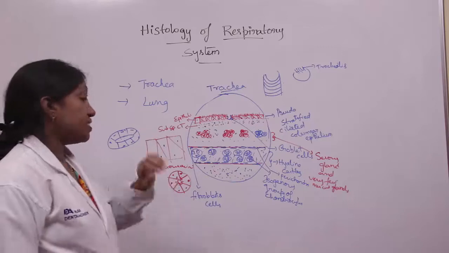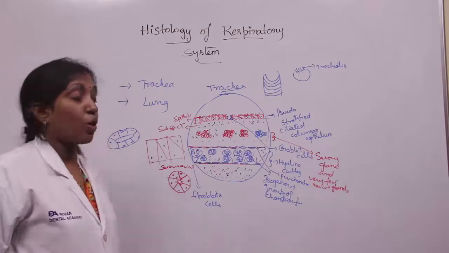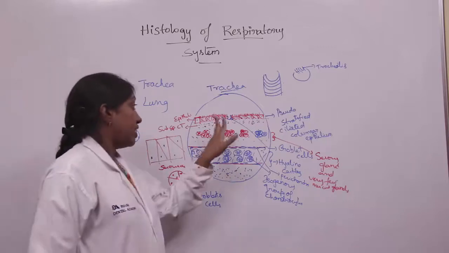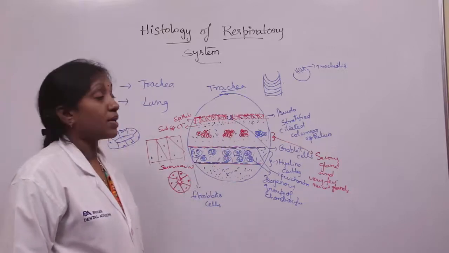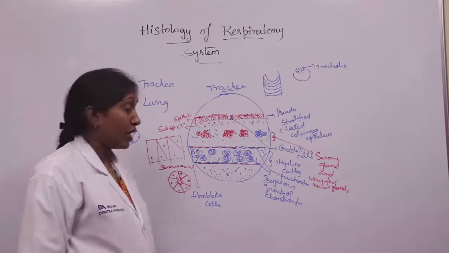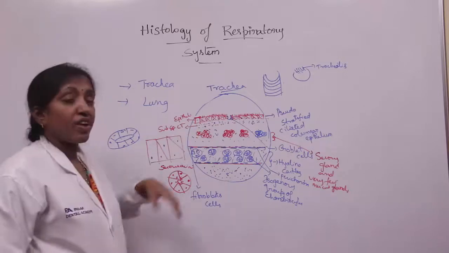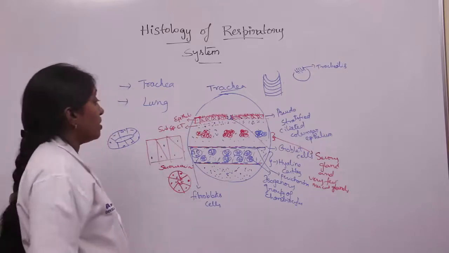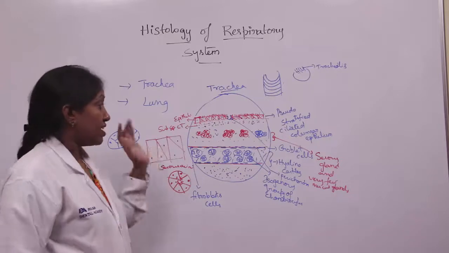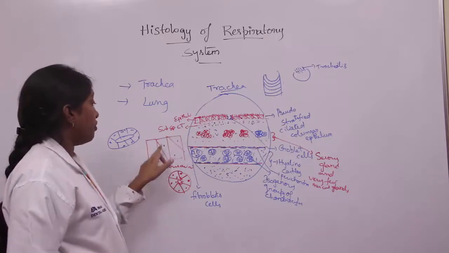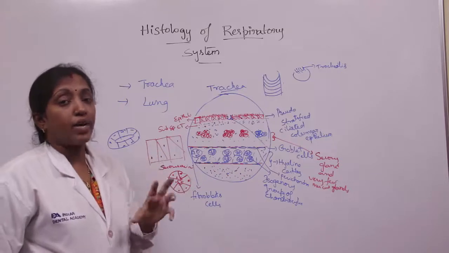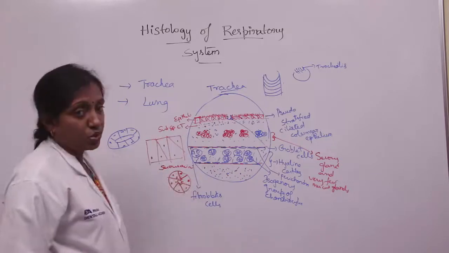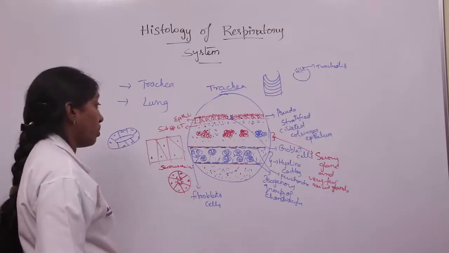So the trachea is lined by pseudostratified ciliated columnar epithelium, and along with the epithelial cells we can see some goblet cells also, which secrete mucus. And why it is called pseudostratified ciliated columnar epithelium: the cells are of different sizes. That's why the nucleus is placed at different levels, which gives the epithelium a pseudostratified appearance.